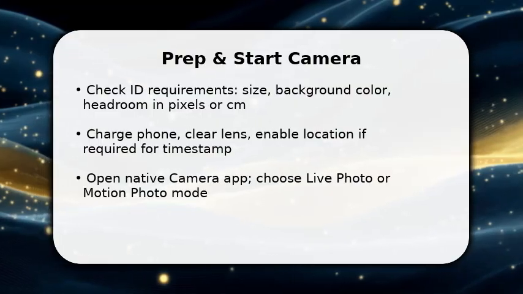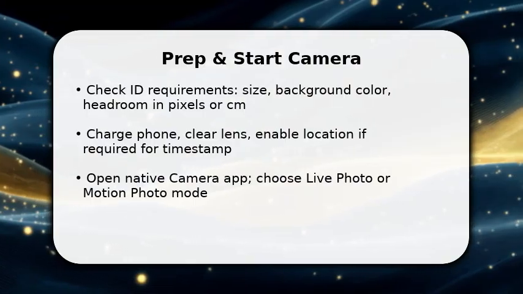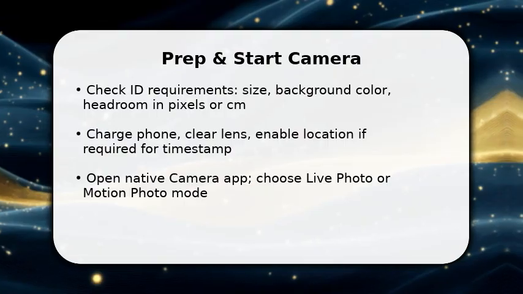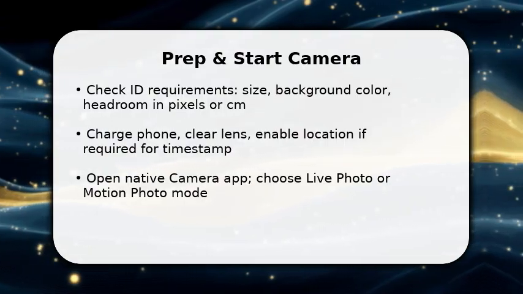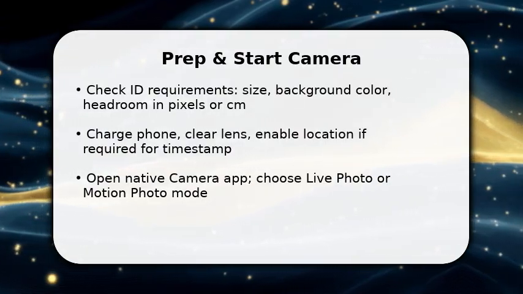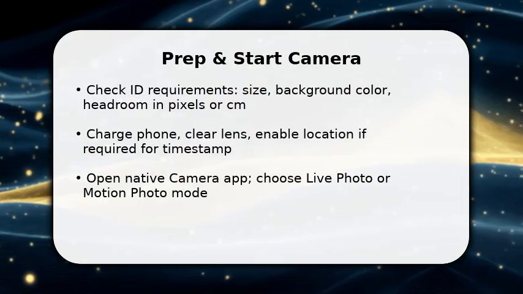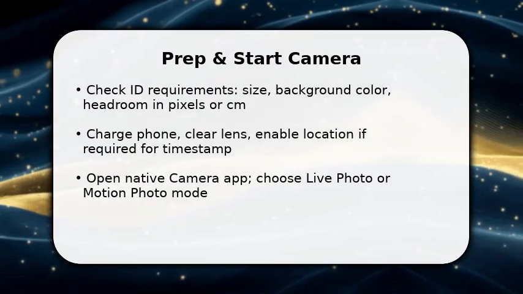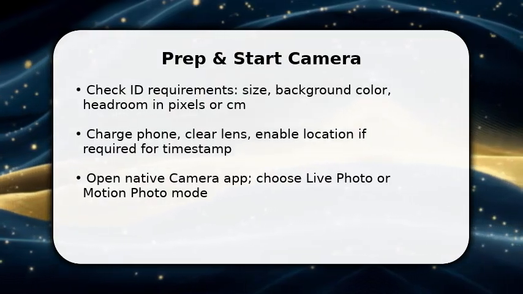You begin by confirming SSC photo rules and why they matter. Background color, head size, and clarity affect acceptance. Once done, clean the lens and fully charge your phone so you won't interrupt capture. Open the native camera app and switch to live photo or motion photo mode. This records a short clip around the shot.